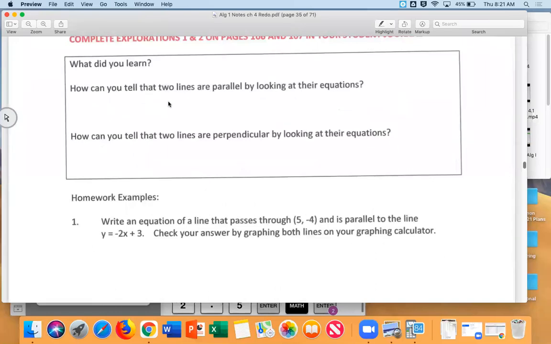All right, why don't you guys fill in these two, and then we'll call that a day. All right, so right up here, how can you tell that two lines are parallel? By looking at their equations. And how can you tell that two lines are perpendicular? By looking at their equations. Fill it in your own words. Could be the same as my words, or not. Just these two, and then we're gonna stop there.